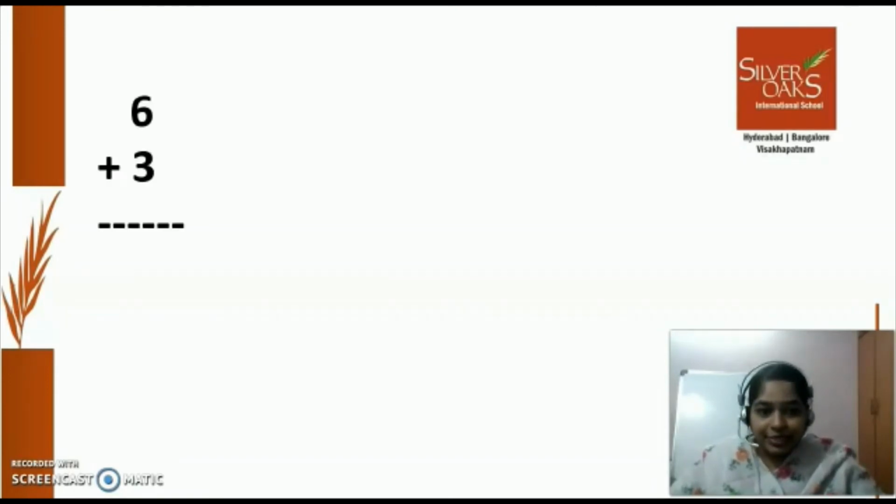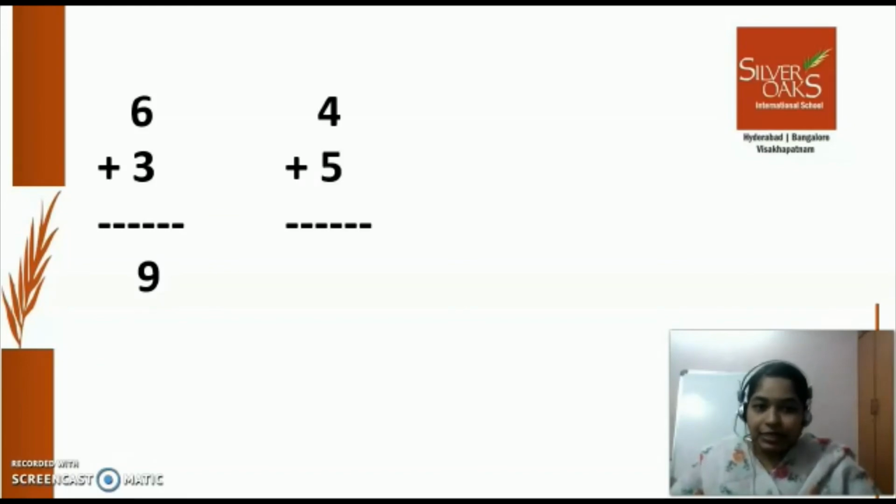Now, 6 plus 3, what is the answer? You have to ring the bigger number 6, right? And after 6, you have to count 3 times forward. That is 7, 8, 9. So, you will write the sums in your math journal as today's task.